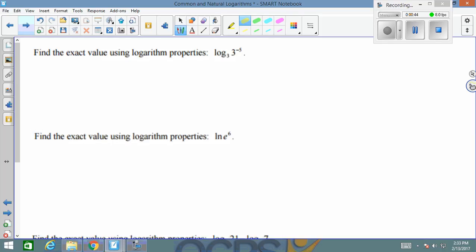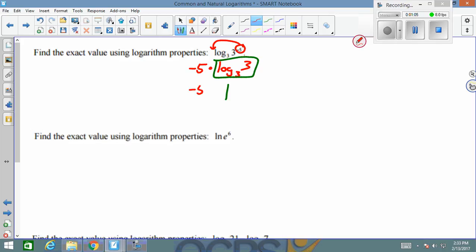Alright, it says find the exact value using the logarithmic properties. Since this has an exponent, I can take this exponent and move it to the front. So it's going to be negative 5 times the log base 3 of 3. With this log function, since I have a base with the same number, that's going to come out as 1. So it's going to be negative 5 times 1, which gives me negative 5.